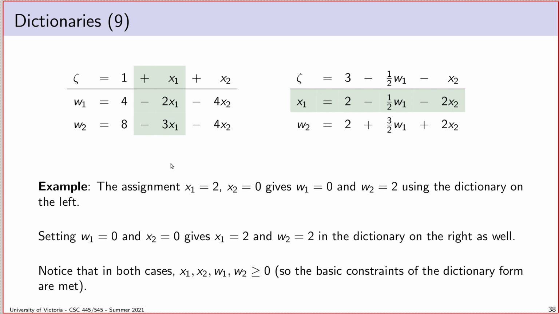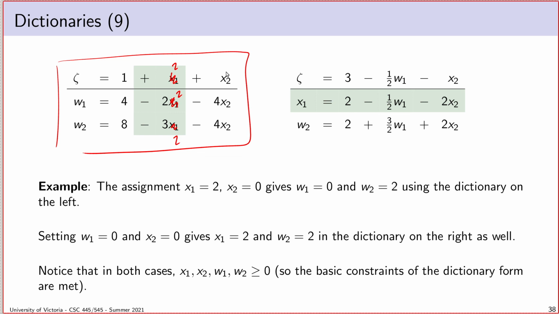Suppose I set a bunch of variables. Over on the dictionary on the left, if I set x1 to be equal to the number 2, and I set x2 to be equal to 0, you can verify this to yourself, but it turns out that I get W1 equals 0, so 4 minus 2 times 2, fair enough, and I get W2 equals 2, so 8 minus 3 times 2 would be 2. Okay, so I get this assignment of variables if I plug in x1 equals 2, x2 equals 0 on the dictionary on the left.